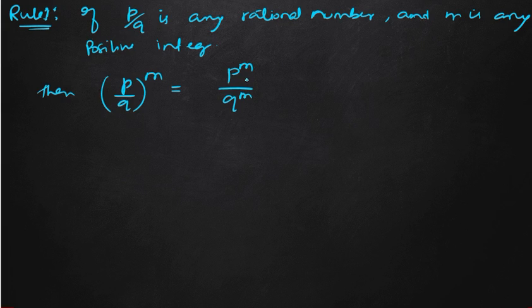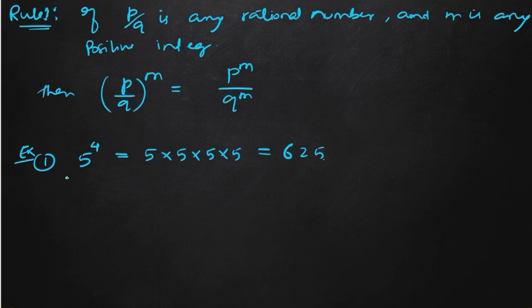You can see some examples given on page number 28, exercise 1. You have to evaluate 5 power 4. 5 power 4 means 5 must be multiplied 4 times: 5 into 5 into 5 into 5. If you multiply, 5 fives are 25, 25 into 25 will be 625.